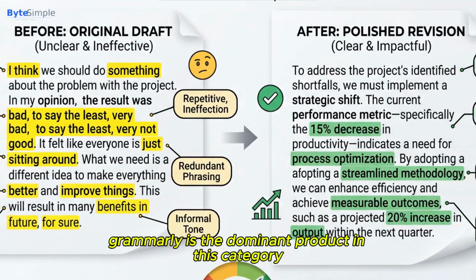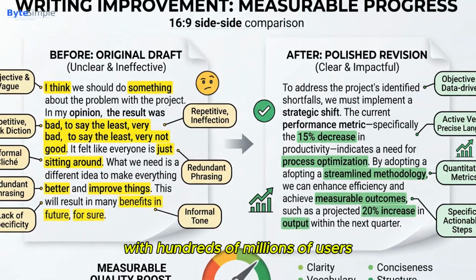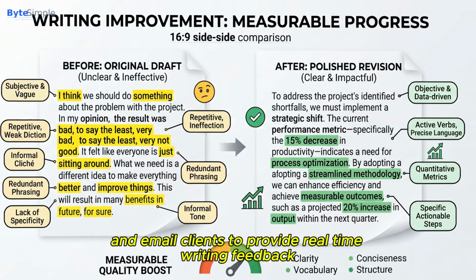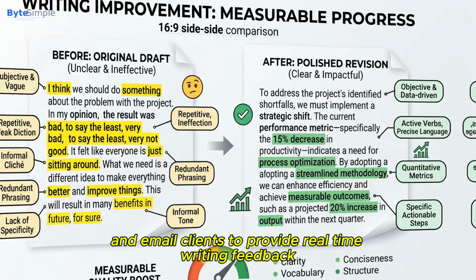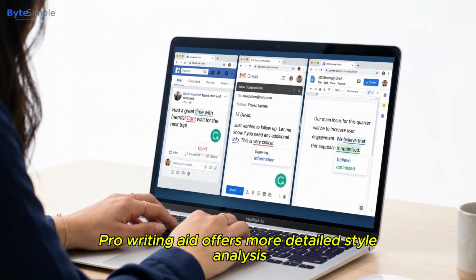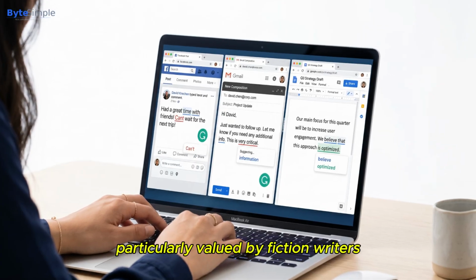Grammarly is the dominant product in this category, with hundreds of millions of users, integrating across browsers, word processors, and email clients to provide real-time writing feedback wherever users write. ProWritingAid offers more detailed style analysis, particularly valued by fiction writers.